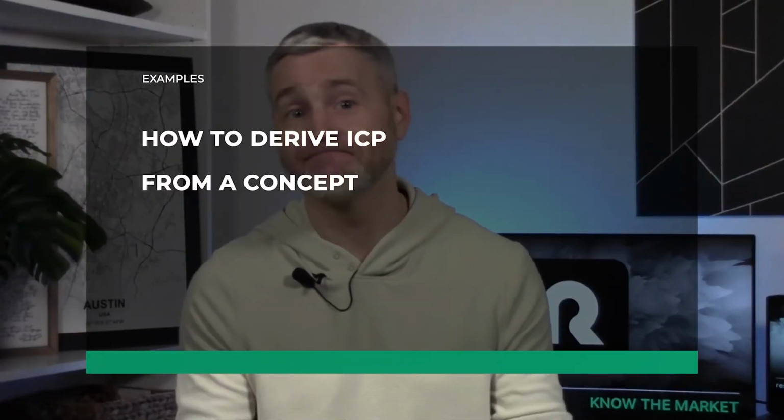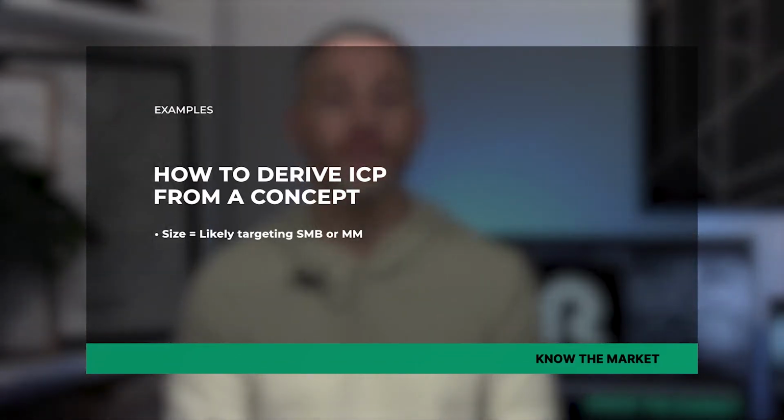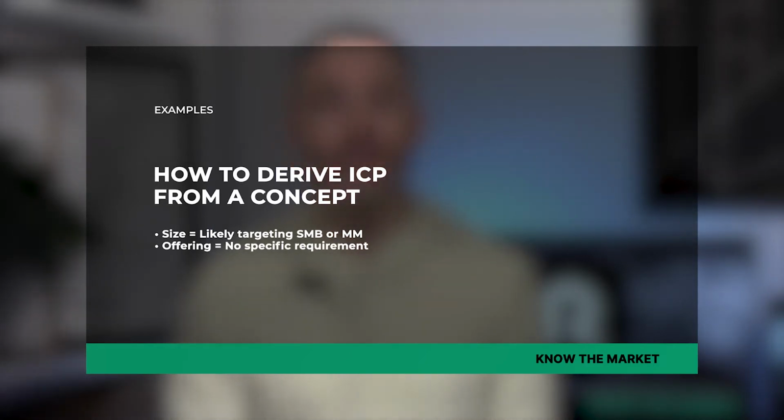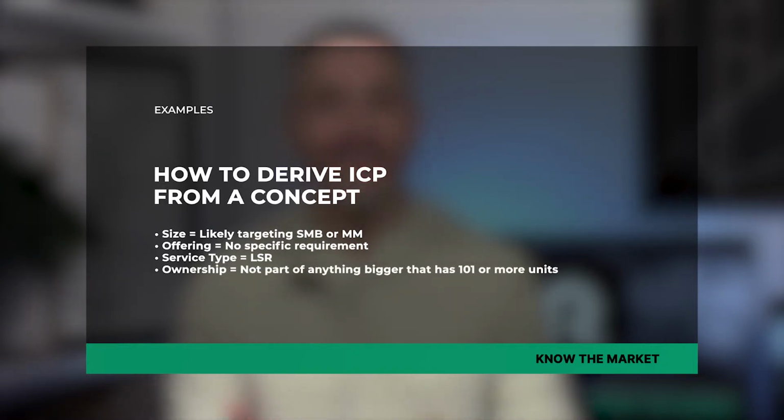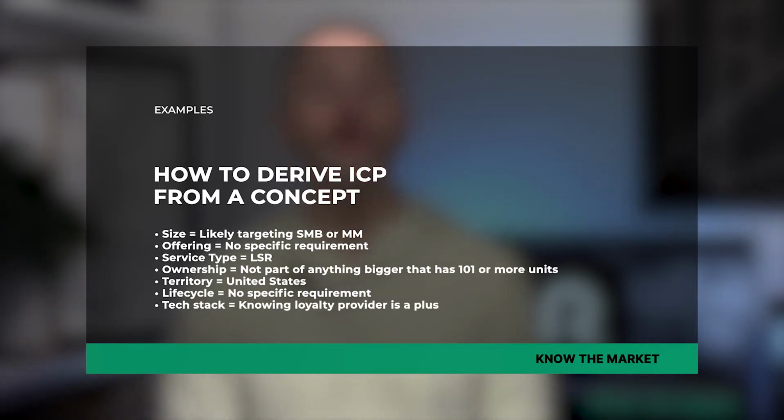Assuming this fake software company has other customers with a similar DNA, their ICP is pretty easy to derive from these attributes. Size, likely targeting SMB or mid-market. Offering, no specific requirement. Service type, LSR. Ownership, not part of anything bigger that has 100 or more locations. Territory, United States. Life cycle, no specific requirement. We'll say growing is a plus. Tech stack, if we know their loyalty provider, it's a plus. Here, we've defined 5 of the 7 attributes where we more or less have requirements for our ICP.